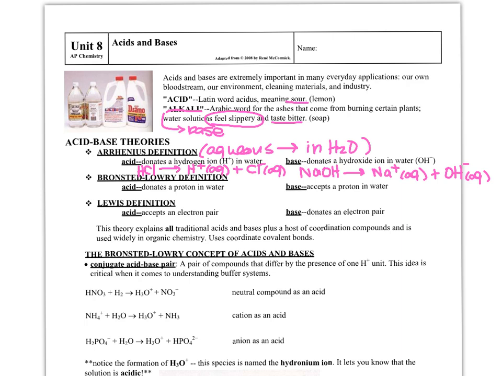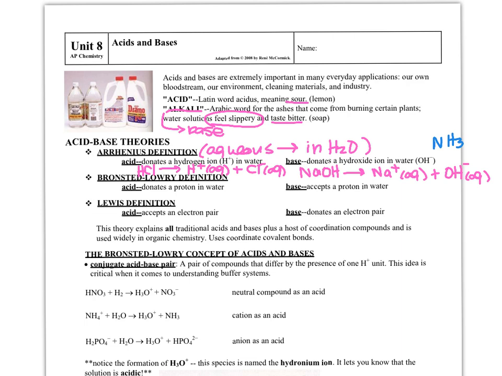This definition is okay. It works for things that are very obviously an acid because they have hydrogens, or things that are very obviously a base because they have hydroxide. The problem is that it doesn't work for things that don't fit that. For example, NH3. NH3 we've talked about several times this year. That's ammonia.